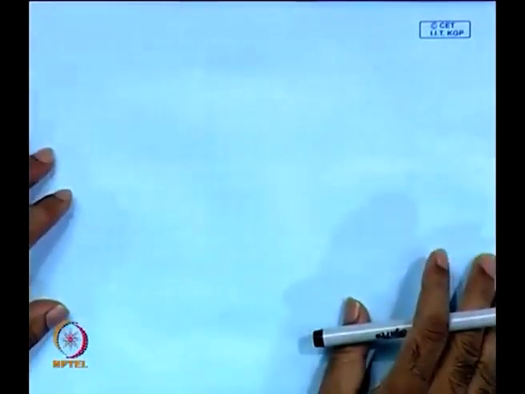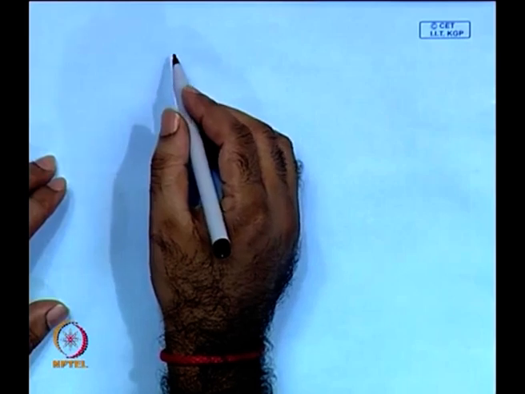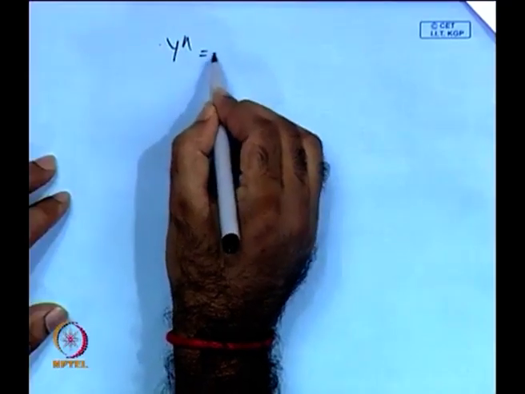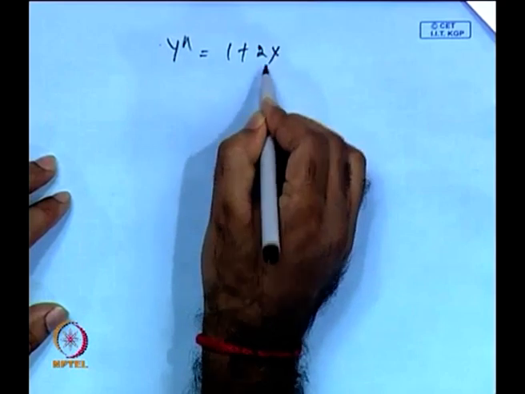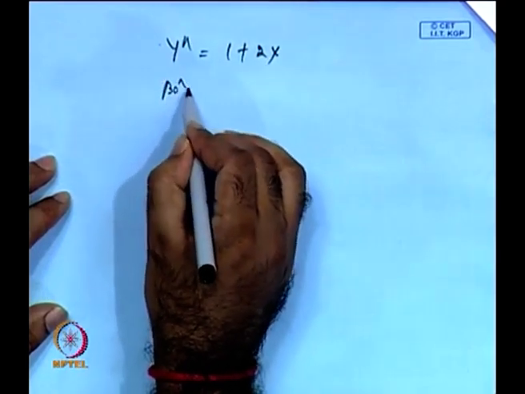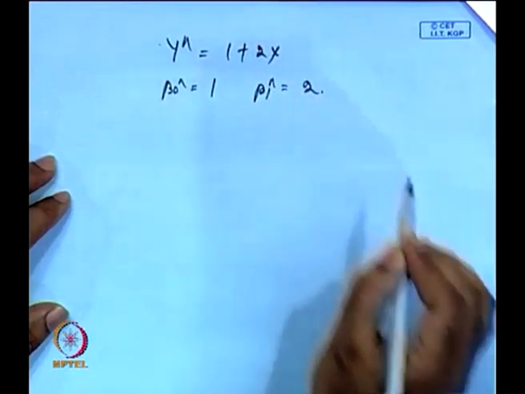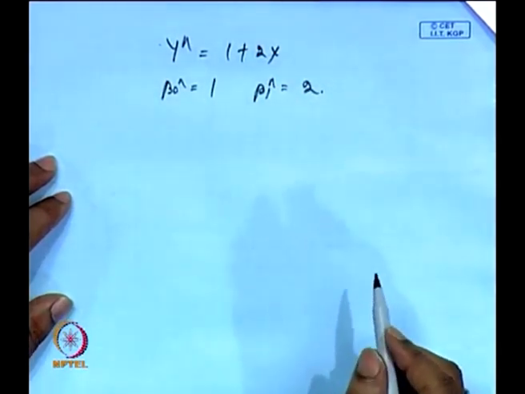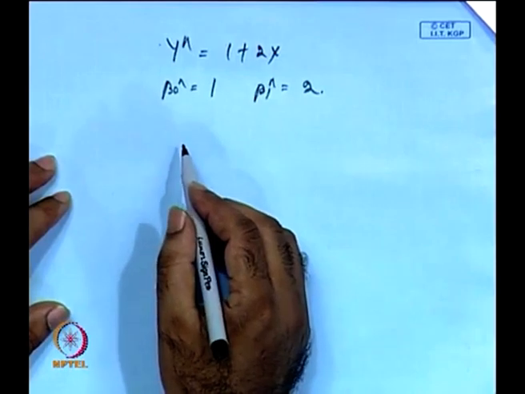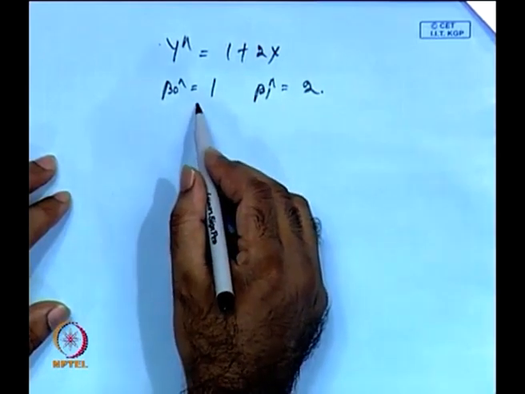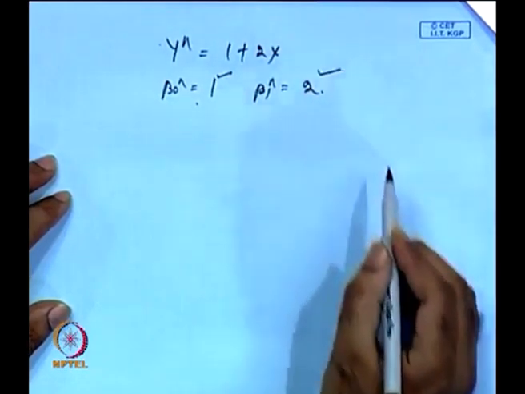Now this is one part of the story. What we have received here is that our model will be like this: y hat equals 1 plus 2x. So beta 0 hat equals 1 and beta 1 hat equals 2. Now we need to know whether beta 0 hat is significant or beta 1 hat is significant.